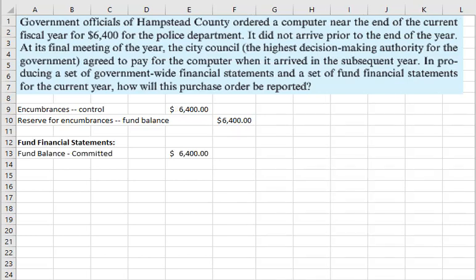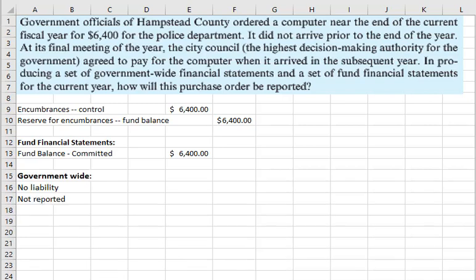So in the fund financial statements, you would have fund balance committed. So these are special terms that you're learning now. It is not a donor restricted amount, but a decision made within the governmental unit. And so that's fund financial statements. What about government-wide financial statements? Do we record a purchase order in a typical accrual basis financial statement? We do not. So in the government-wide financial statement, there's no liability because you haven't received the item yet. There would be nothing reported in the government-wide with respect to this computer.